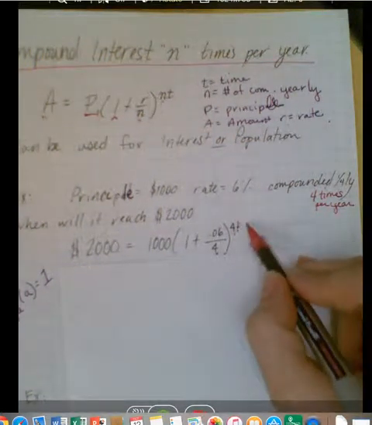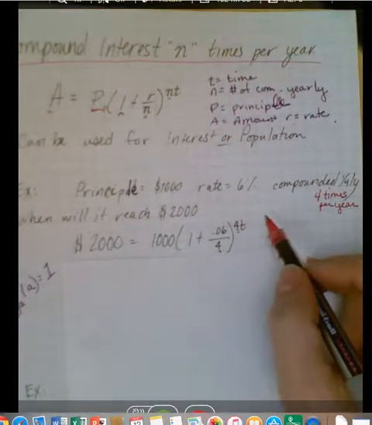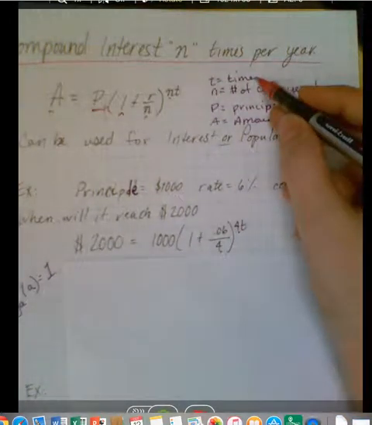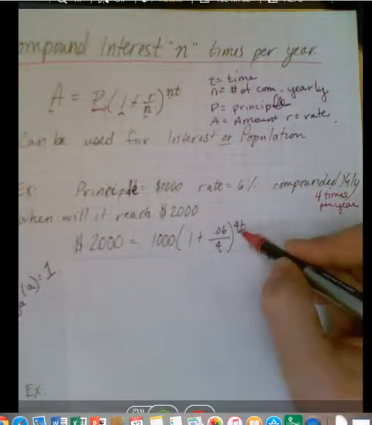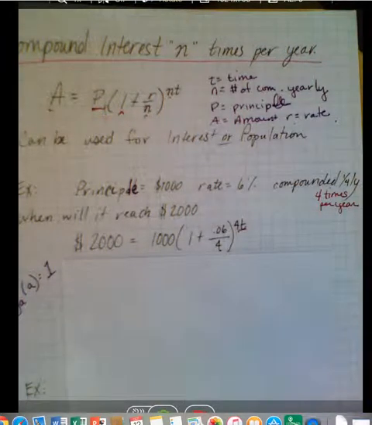T, how long will it take? When will it reach $2,000? So that's the T that I'm interested in. So we're going to leave that as a variable. So how do I work this out? Let's just start plugging away.